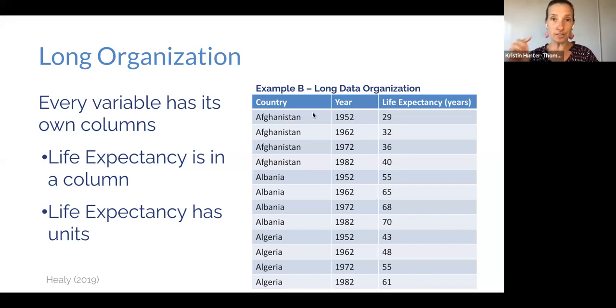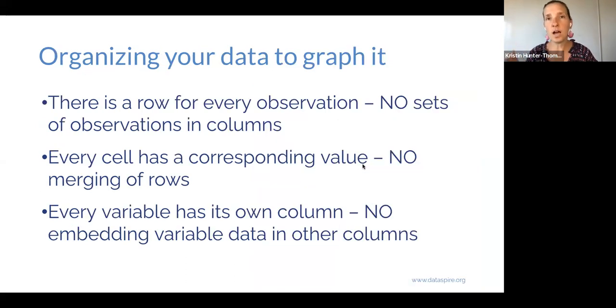What you will notice, though, is that because we now have a column for year and life expectancy, that means we have 4 rows for Afghanistan, because we have 4 different measurements of the life expectancy in Afghanistan across each of those 4 years. So our rows have now become each observation.